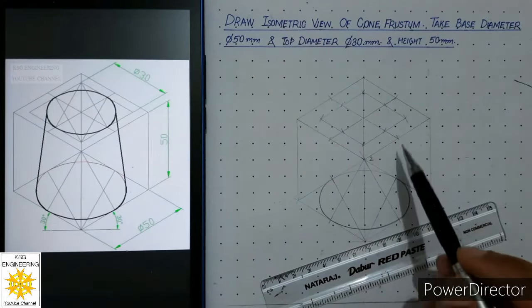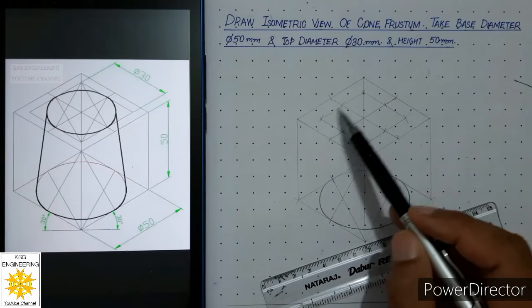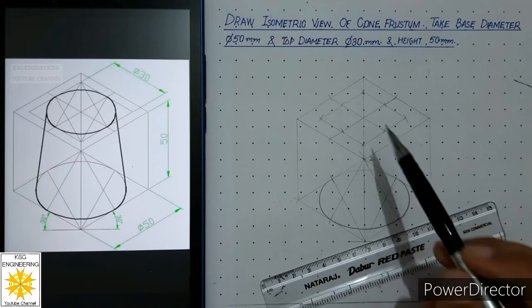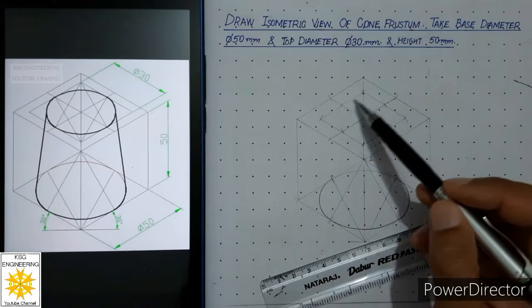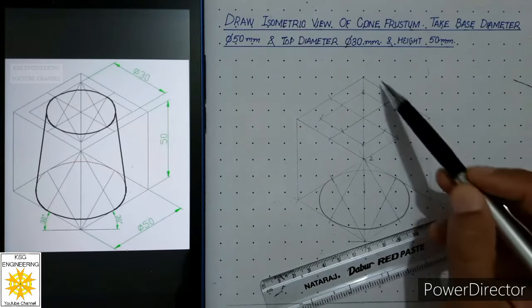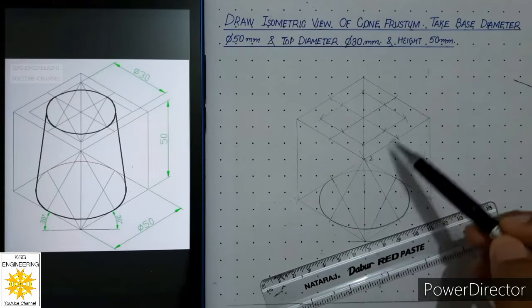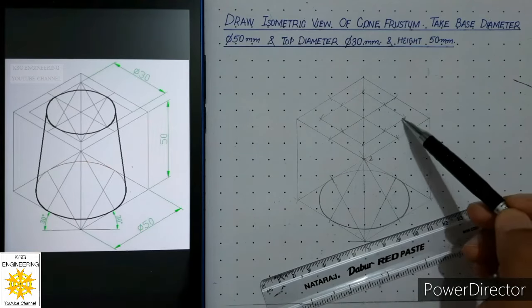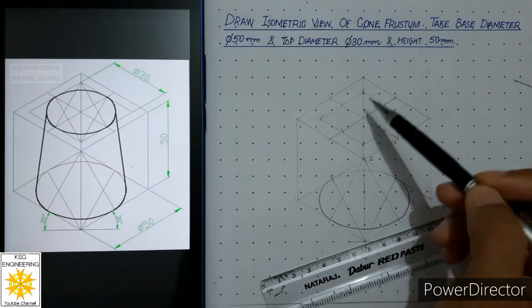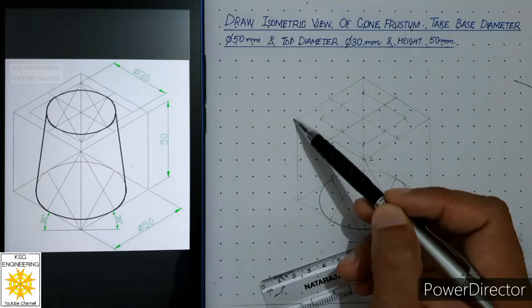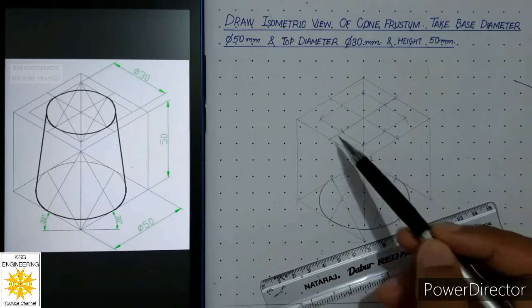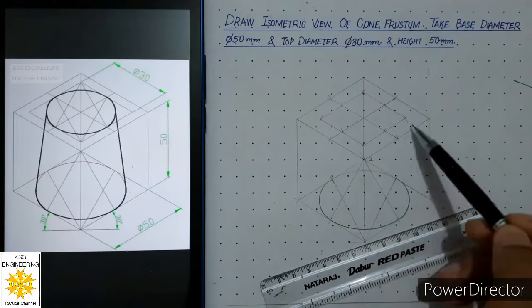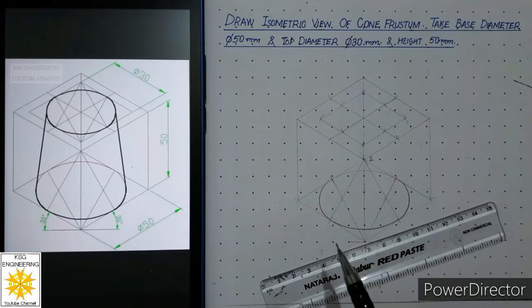Then after drawing these lines, or after completing a box of 30 by 30, we must cross check that these lines drawn by us are parallel to the outer boundary. Now you can see this is parallel to the outer boundary. This edge is parallel, this is parallel, and this is parallel. So this ensures that our isometric of 30 by 30 is correct.